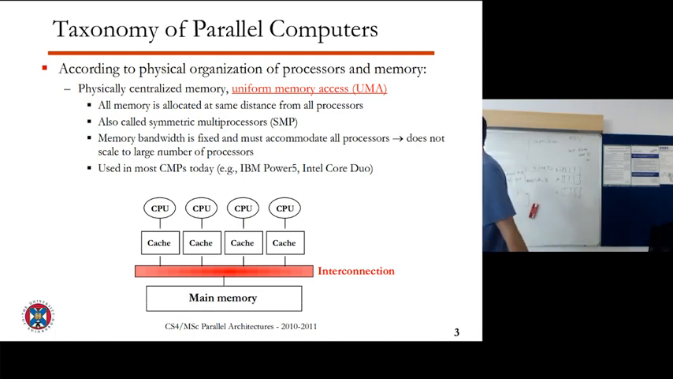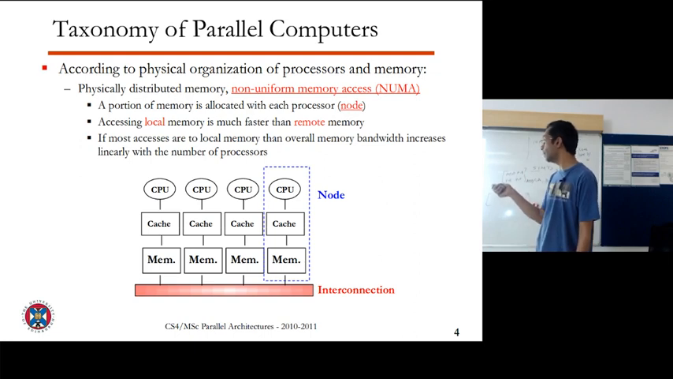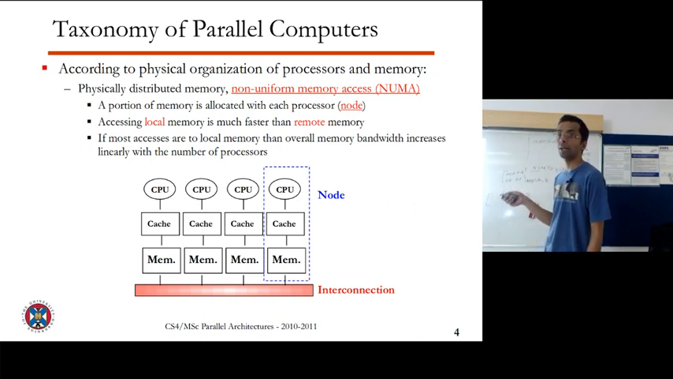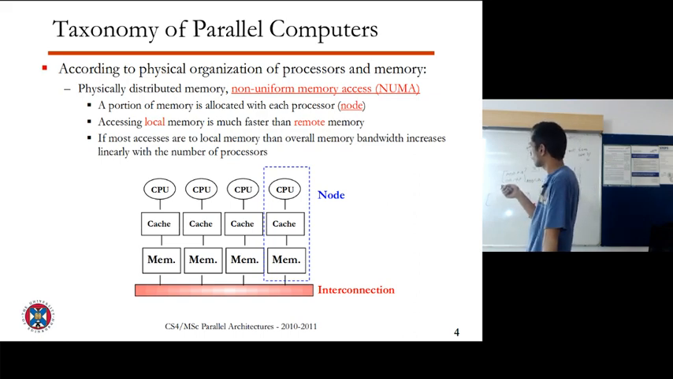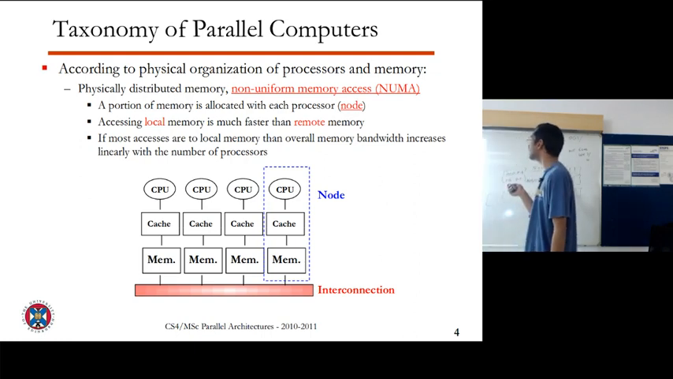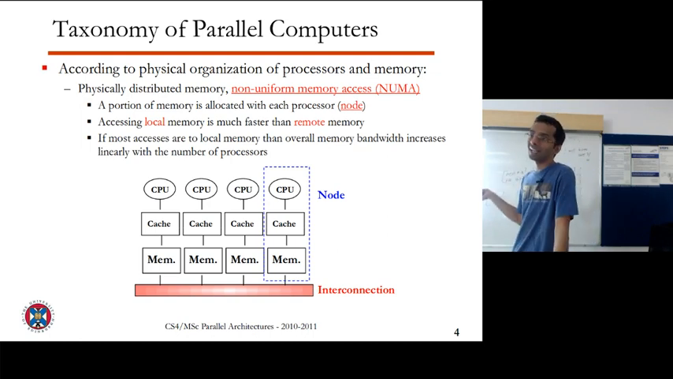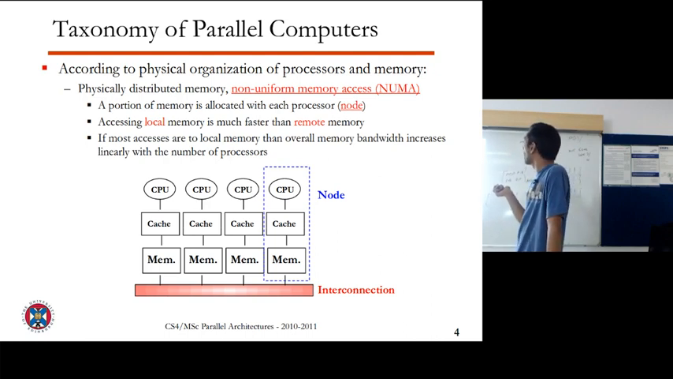The other one is where you have memory available for each processor as well. So this is a single node. Memory is allocated with each processor, and accessing local memory is much faster than remote memory. If most accesses are to local memory, then overall memory bandwidth increases linearly with the number of processors. So essentially, this allows you to scale up more. Some of the recent architectures where they're trying to do larger scale up use these kinds of architectures. You cannot do it for more than, I think, 8 or 16 cores; you probably need different kinds of access patterns.